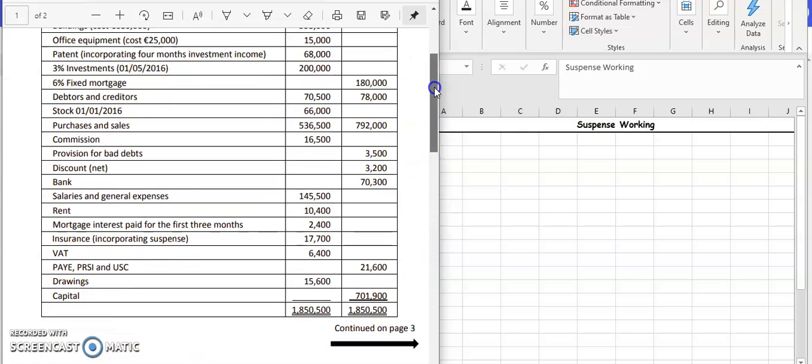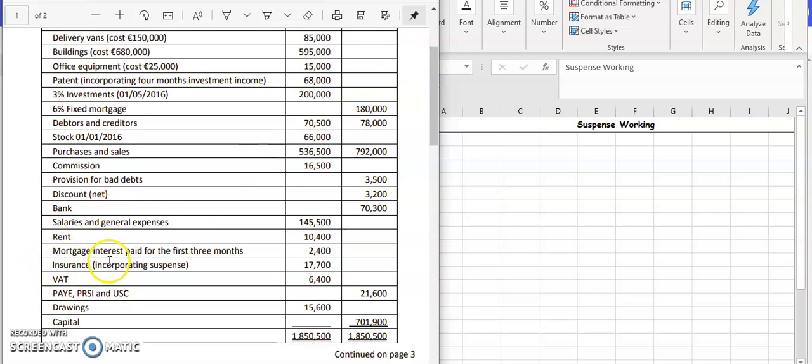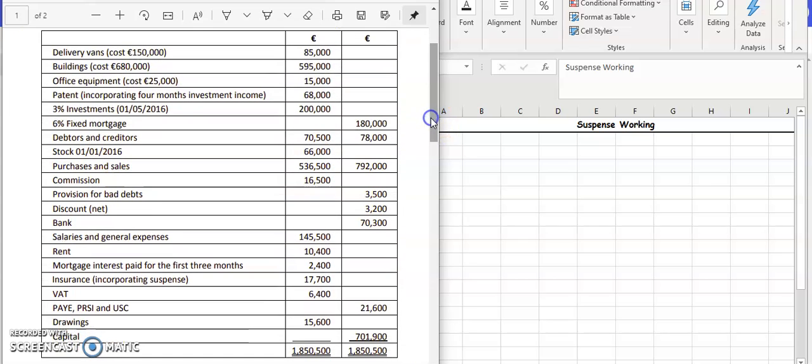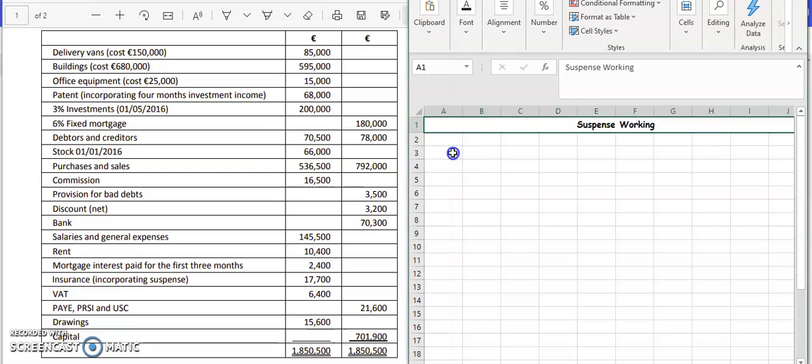So let's go back to our trial balance. And it's telling us that mortgage interest paid for the first 3 months is 2,400. So it's telling us that that figure is incorrect. So we're going to have to find out how much should we pay. So we need to find out how much is our mortgage at the moment. So our mortgage is a 6% fixed rate mortgage at 180,000.